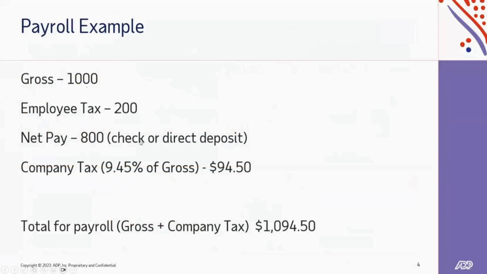It's all included, no extra charges for either of those. And then we add on the additional company tax, which is 9.45% of the gross, which is $94.50. So basically the total for this payroll would be the $1,000, that's the gross, plus the company tax of $94.50. So then the total for the payroll would be $1,094.50. We would take that out of the business account, we send in the taxes automatically, and then the direct deposit shows up on payday.